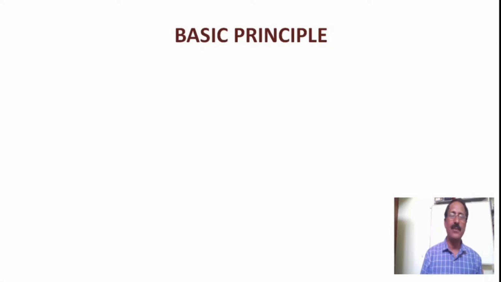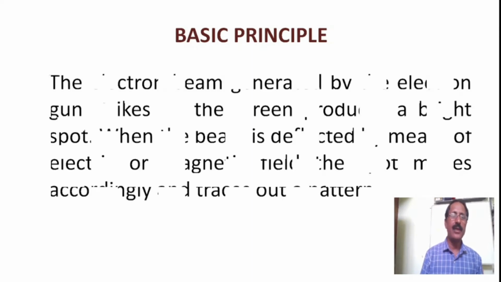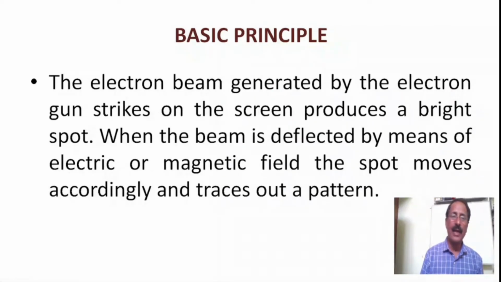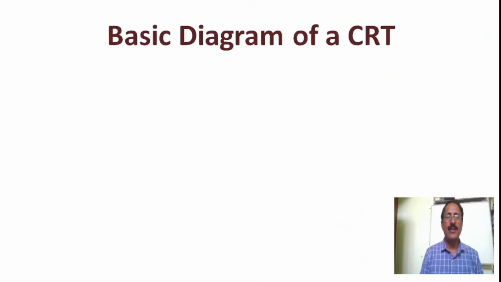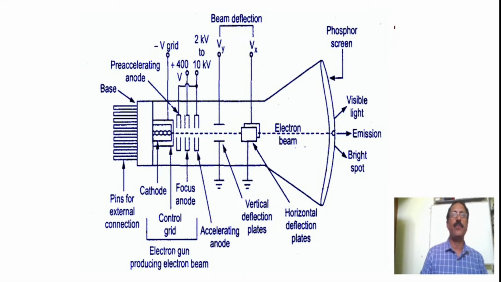Let us see the basic principle involved in the cathode ray oscilloscope. The electron beam generated by the electron gun strikes the screen and produces a bright spot. When the beam is subjected to electric and magnetic fields, the spot moves accordingly and traces a pattern. Okay, let us see the basic diagram of the cathode ray tube.